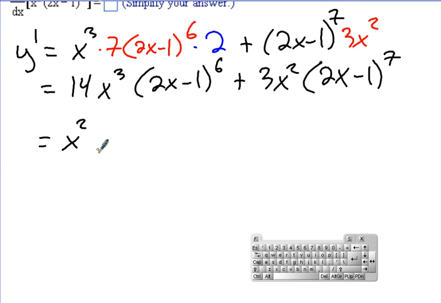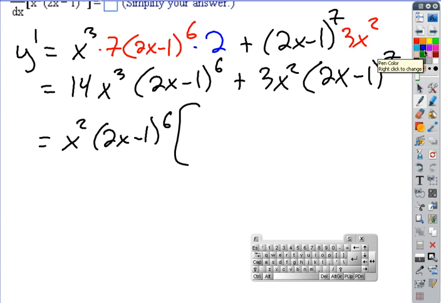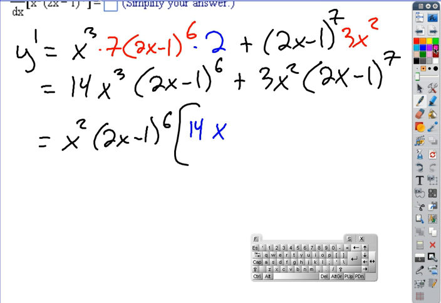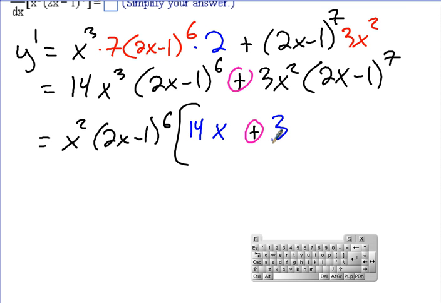What's the greatest common factor of the base 2x minus 1? To the 6th. Leaving me with what? 14. What do I get from this one? 14x. Because I took the entire 2x minus 1 to the 6th, I divided it out front. Plus, what about this term over here? I got 3 stuck there. I divided away the entire x squared, but I only divided away 6 powers of 2x minus 1.